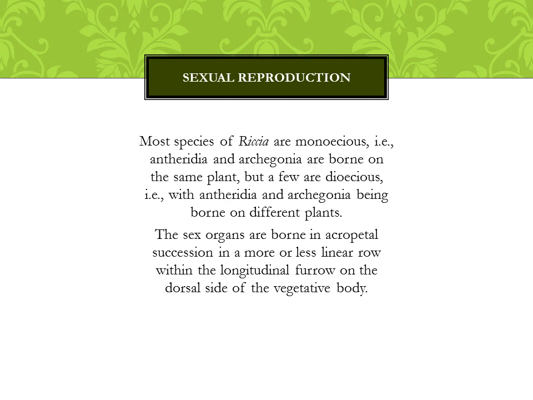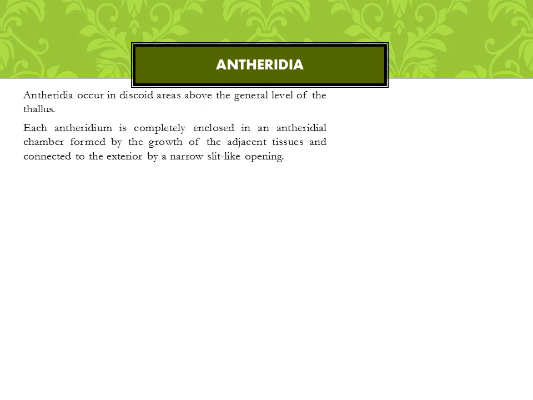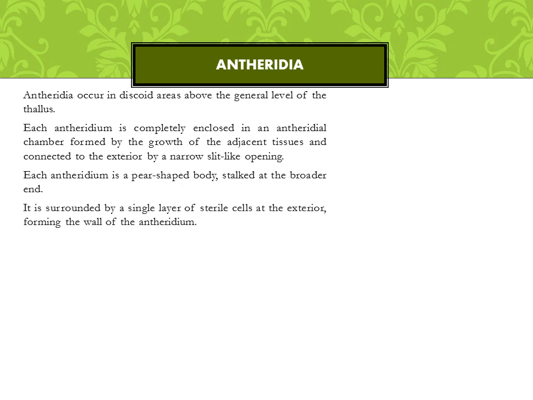So sex organs are borne in acropetal succession in a more or less linear row within the longitudinal furrow on the dorsal side of the vegetative body. The development of antheridium: the antheridium usually arises from the dorsal superficial cells situated very close, one or two cells behind the apical cells. So antheridia occur in discoid areas above the general level of the thallus.